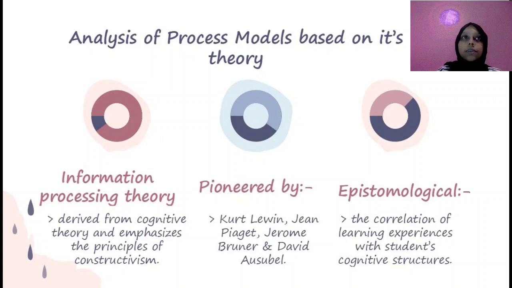And the second theory is information processing theory. It is derived from cognitive theory and emphasizes the principles of constructivism. This theory was pioneered by Kurt Lewin, Jean Piaget, Jerome Bruner, and David Ausubel. Their point of view in the epistemological area is that learning experiences are correlated with the student's abilities in cognitive structures.